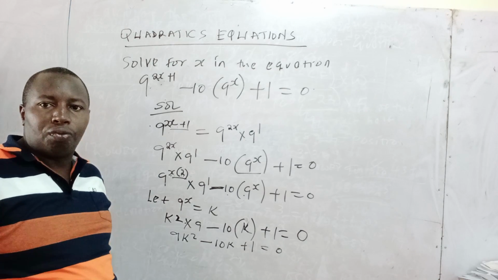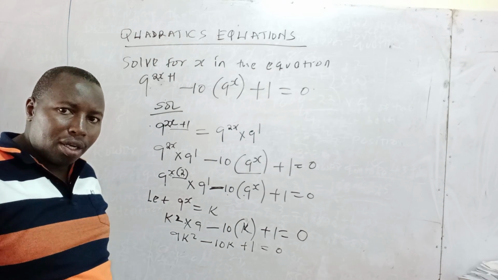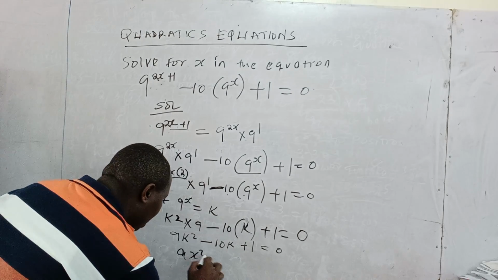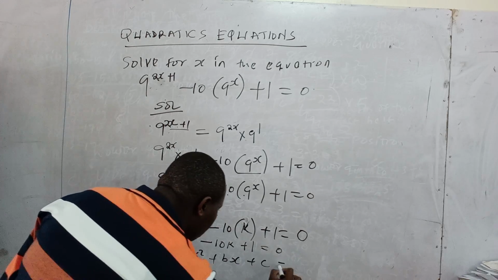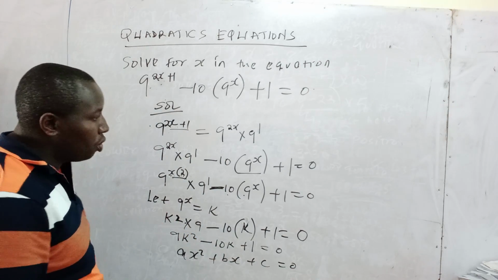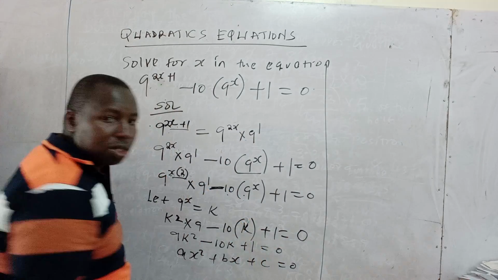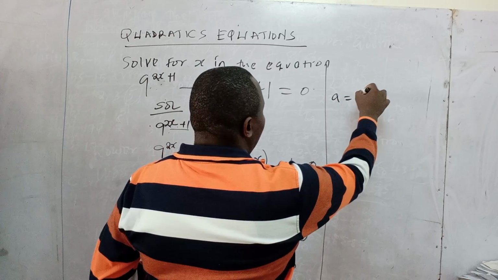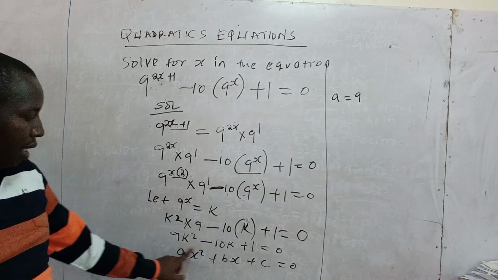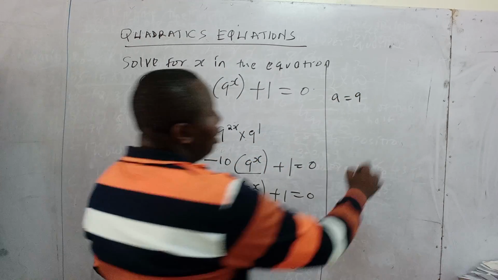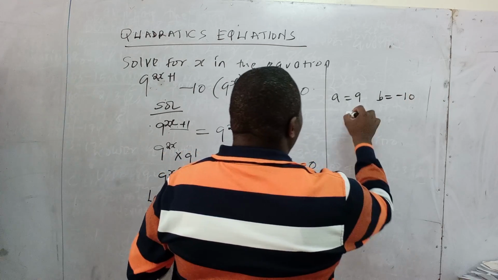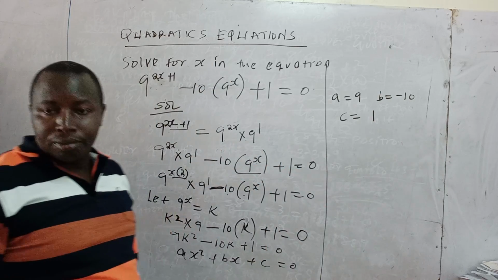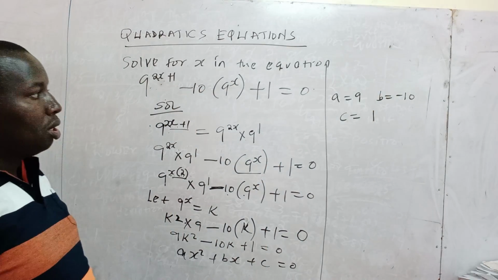Now you go to the general equation of a quadratic, which is ax squared plus bx plus c is equal to 0. That's the general formula. So you identify your a in this question. Our a is 9, the coefficient of x squared. Our b is equal to minus 10. And our c, a constant, is equal to 1.